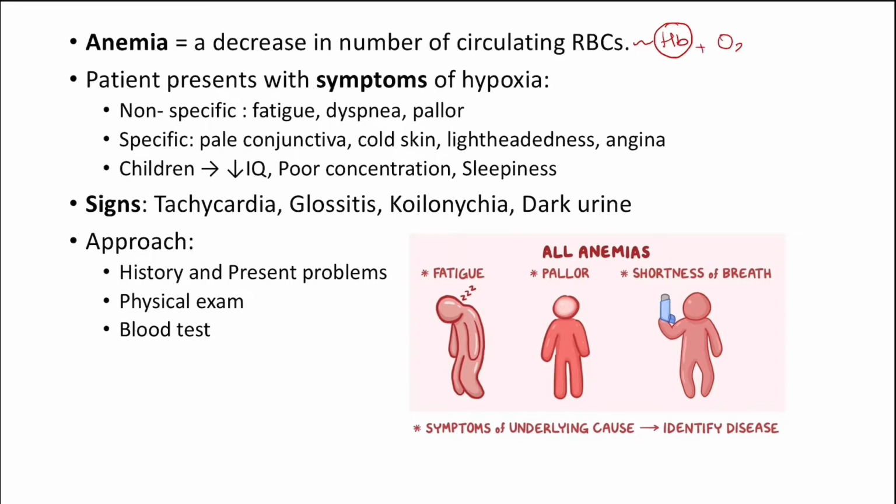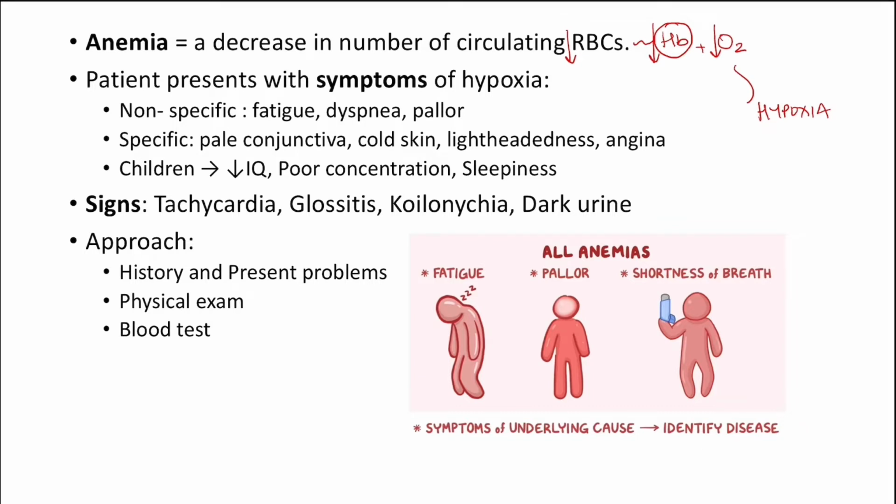Now, in anemia, since there's a decrease in the number of circulating RBCs, that means that the oxygen carrying capacity of the blood decreases, and this is what we call hypoxia. The symptoms of hypoxia are then in turn the symptoms of anemia. The non-specific symptoms include fatigue, dyspnea, and pallor, dyspnea being shortness of breath.